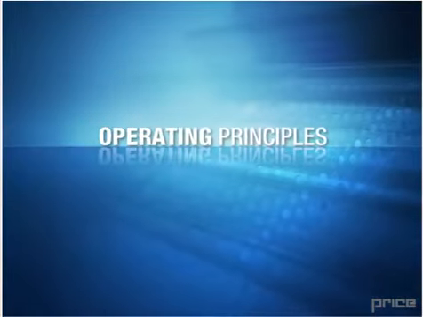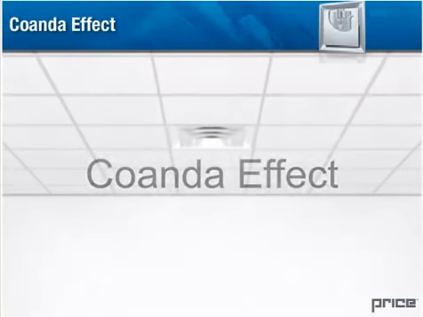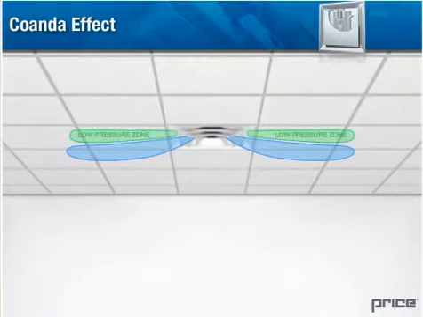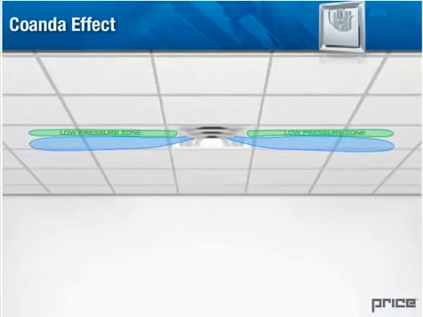Operating principles. Coanda effect. When the primary air is discharged from the air outlet at high velocities, it creates a negative or low pressure zone to form between the air jet and the ceiling. This low pressure area causes the moving air mass to cling to and flow close to the ceiling surface and is called the Coanda effect or surface effect.